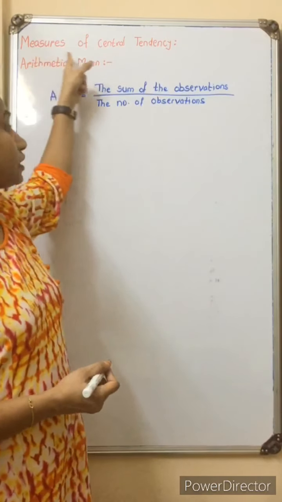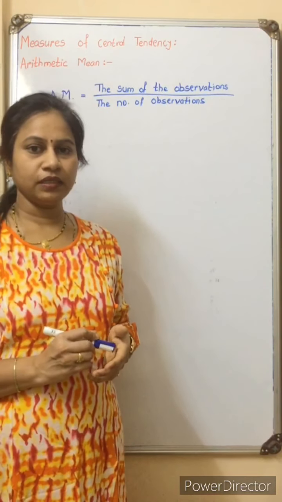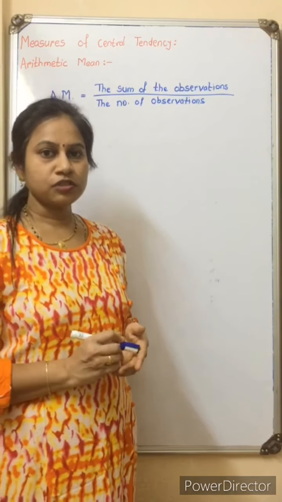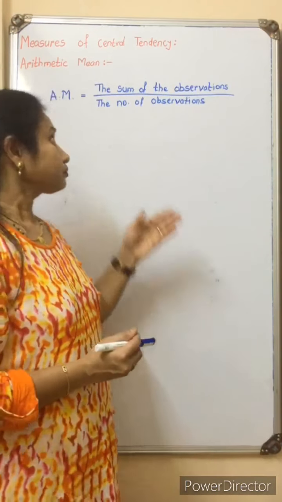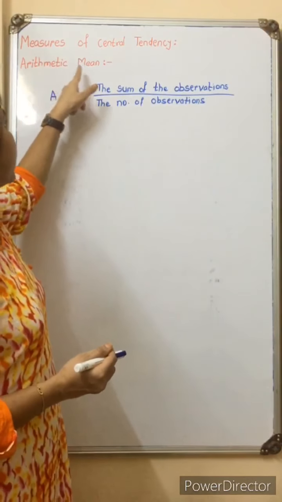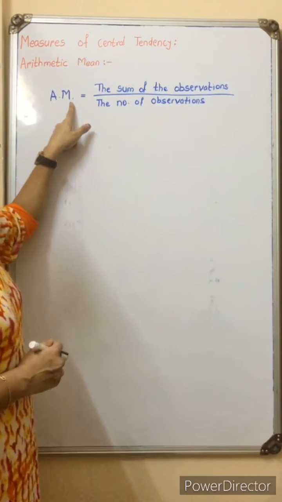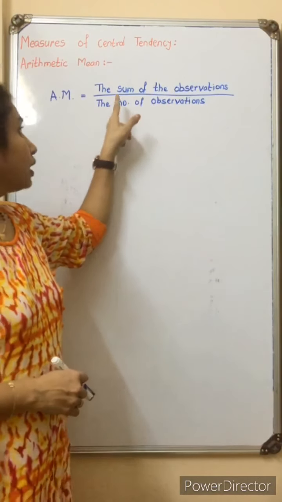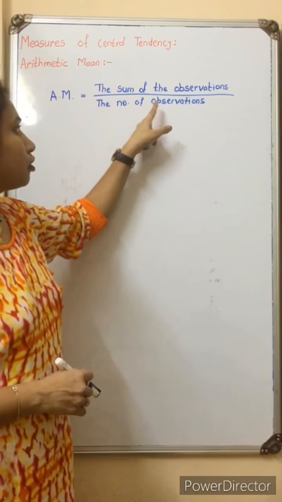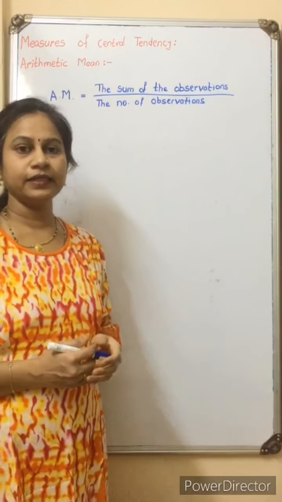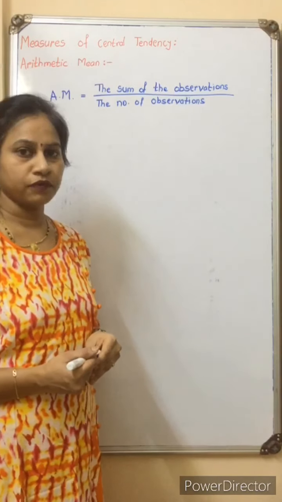Now what are the measures of central tendency? First we will see the arithmetic mean. The first measure, in general, we also call it the average. In short we denote arithmetic mean with AM. It is the sum of the observations divided by the number of observations. In short, it is the ratio of the sum of the observations to the number of observations.